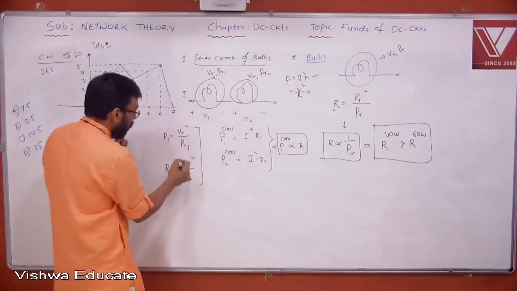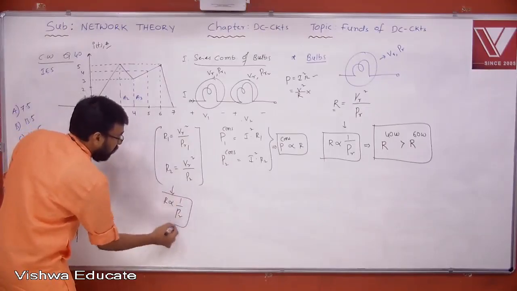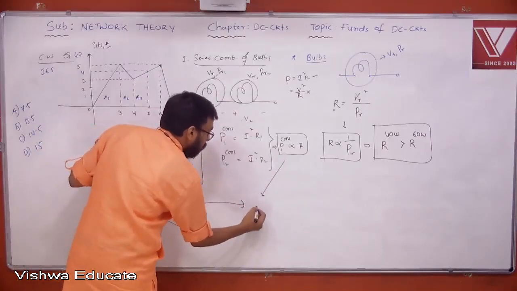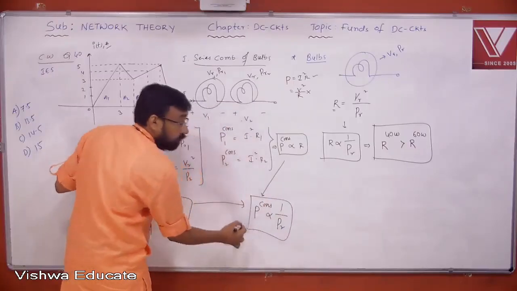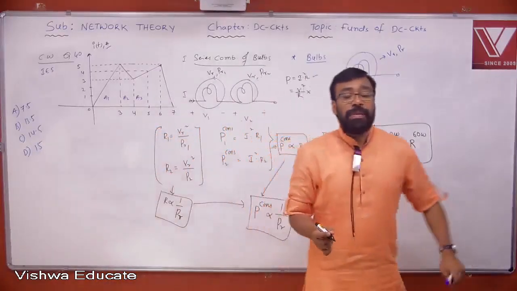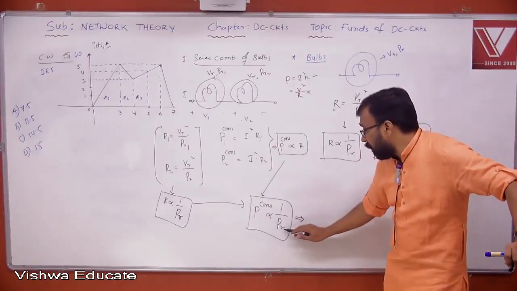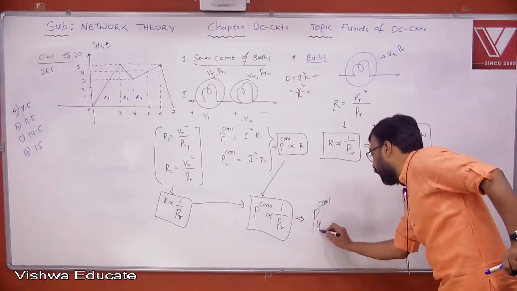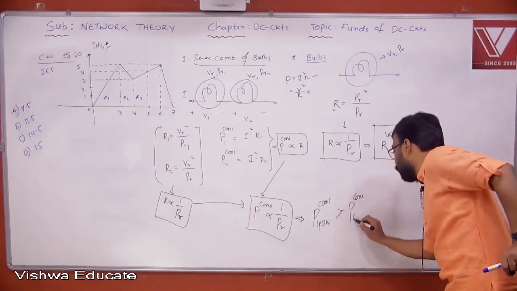You already know that R is inversely proportional to what? PR. Yes or no? R is inversely proportional to PR. From these two formulas, you can say that power consumption is inversely proportional to power rating. Yes or no? Now, we understand which bulb is going to consume more power here, a 40 watt bulb or a 60 watt bulb. The bulb which has a lower power rating will consume higher power. Therefore, power consumption of the 40 watt bulb will be higher than power consumption of the 60 watt bulb.